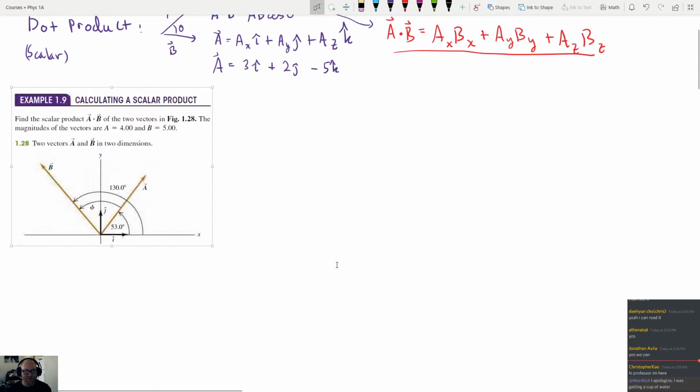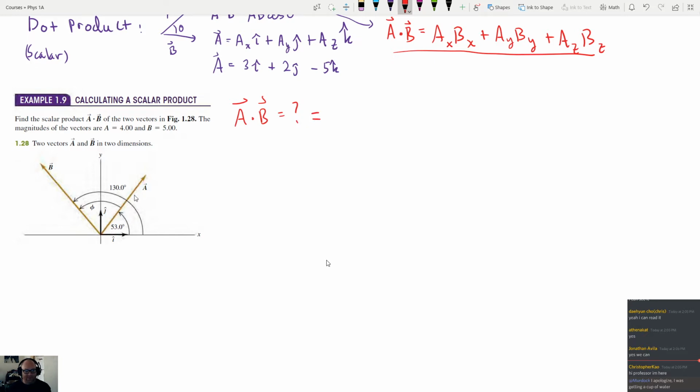So here's the problem we want to try to do. It's very straightforward. It says, find the scalar product A dot B of the two vectors in the figure. So I've got a vector A pointing this way at an angle of 53 degrees relative to the x-axis, and a vector B, which is pointing off at a much larger 130 degrees relative to the x-axis. And it tells us that the length of A is 4, the length of B is 5, and we want to calculate what A dot B is equal to.